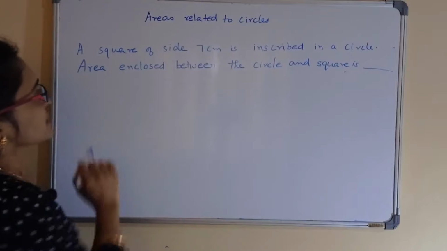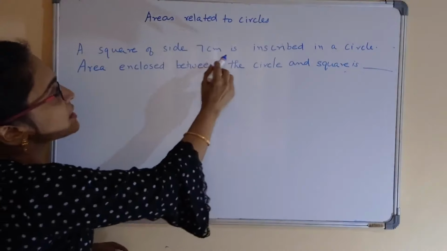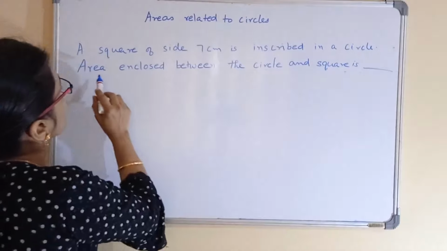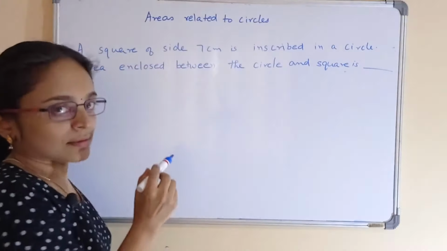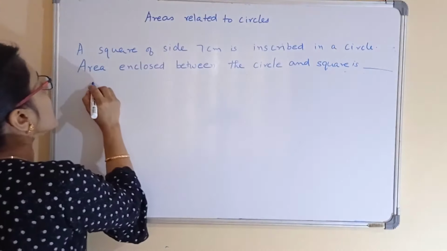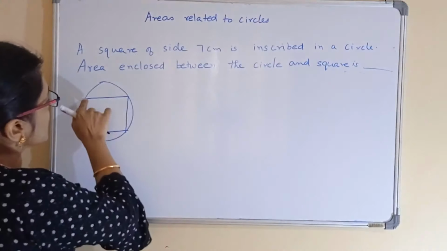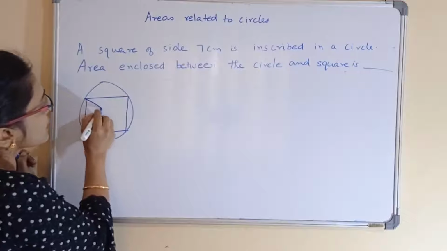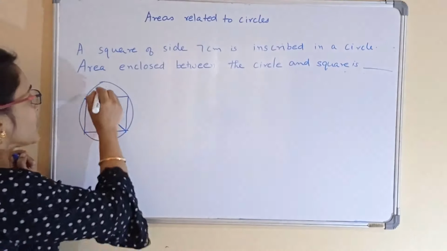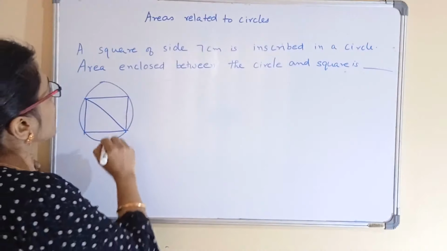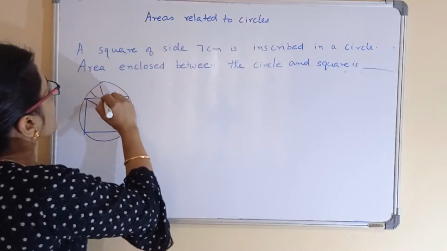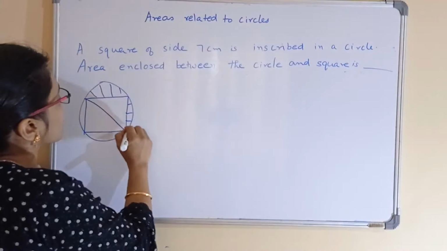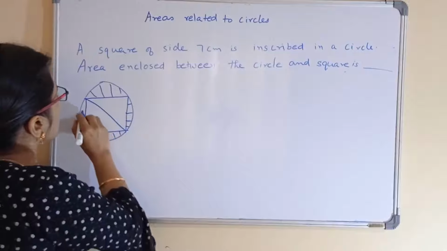Understood. Next question is, a square of side 7 cm is inscribed in a circle. Area enclosed between the circle and the square is. Square is inscribed in a circle means it is like this. Okay. And so the diagonal of the square will be the diameter of the circle. Now we have to find area enclosed between the circle and the square. This area we have to find out. So how will we find this?